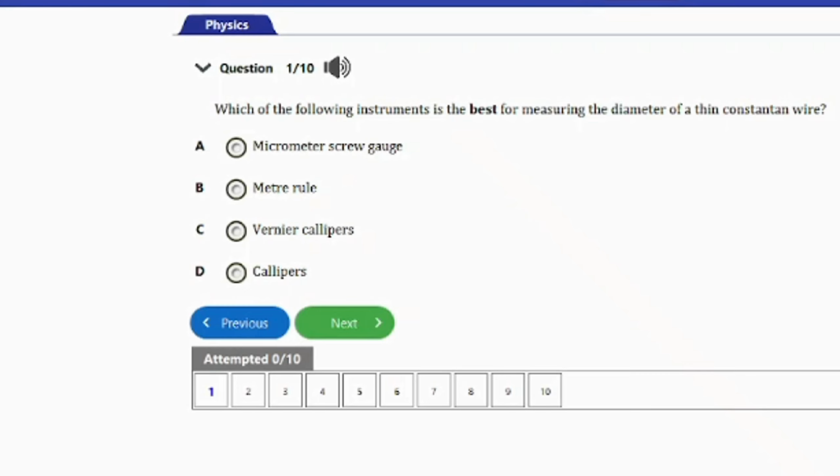Here it says, which of the following instruments is best for measuring the diameter of a thin Constantin wire? We have A, micrometer screw gauge, B, meter rule, C, vernier caliper, D, calipers. So guys, the answer to this question is option A. Micrometer screw gauge is actually used to measure a thin wire. And that's it for this question. So let's go ahead and consider the next question, guys.